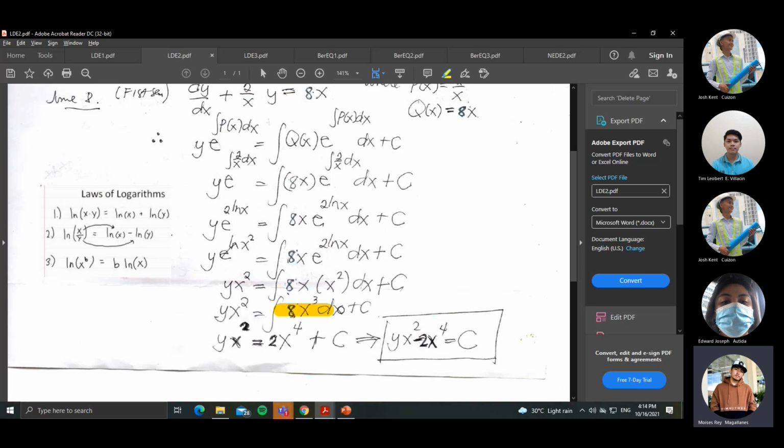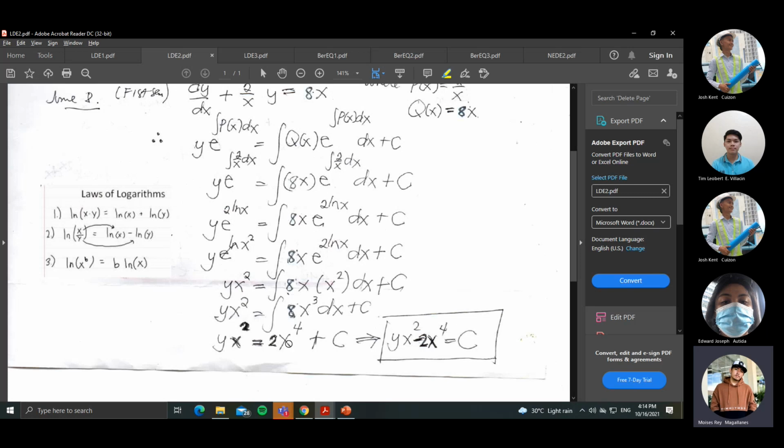And then we are going to integrate. But first we are going to distribute: 8x times x squared is just 8x cubed. And then we integrate. The 8 is a constant, so we integrate x cubed, and the answer for that is x raised to the power of 4 over 4. And since we have a constant of 8, 8 divided by 4 is just 2.